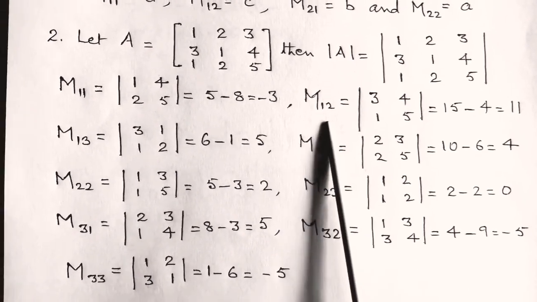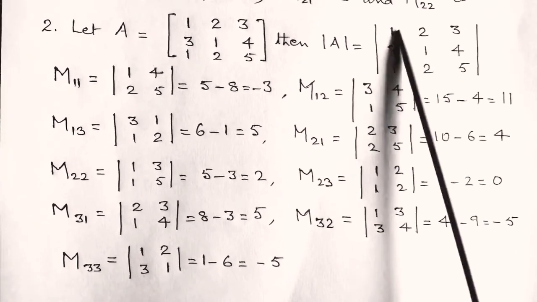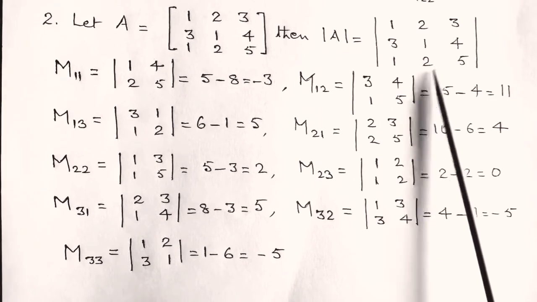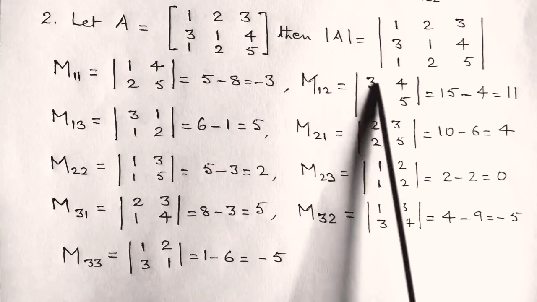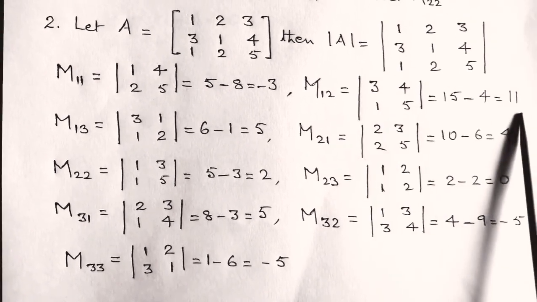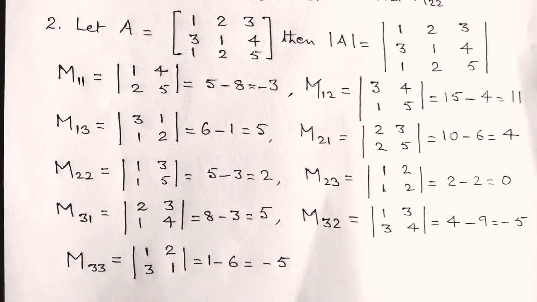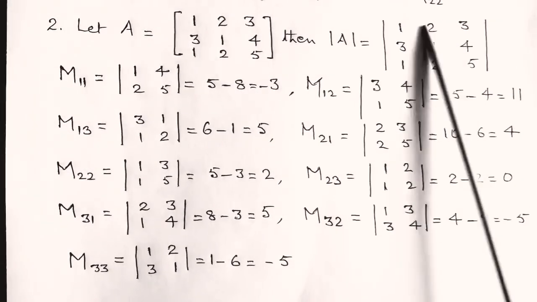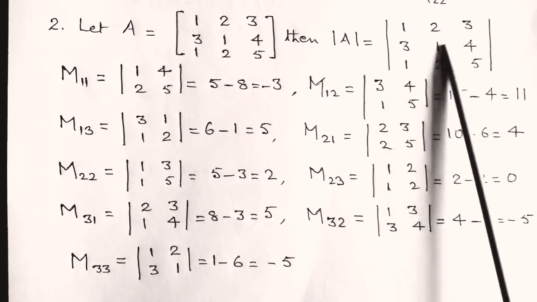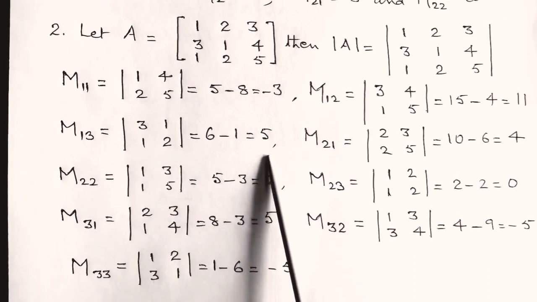Then M12, minor of this element, that is 2. Again leave its row and column. So you are left with 3, 4, 1, 5. So if you simplify, you get 15 minus 4, that is 11. Then M13. M13 means minor of this element 3. So leave its row and column. Right? So you are left with determinant having 3, 1, 1, 2. So simplify, 3 2s are 6, minus 1 is 5.